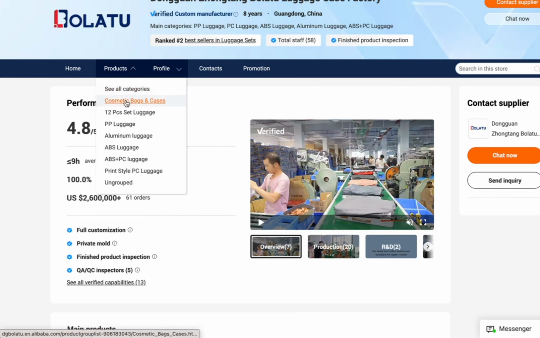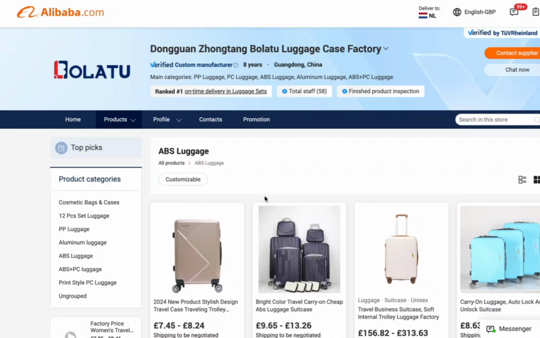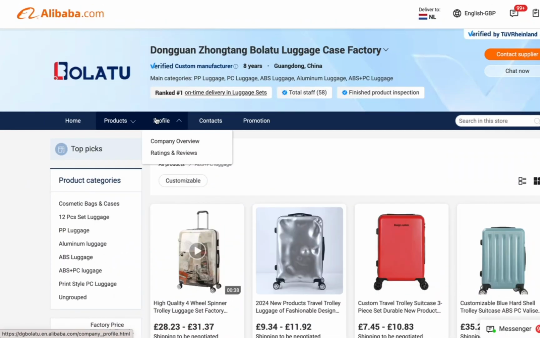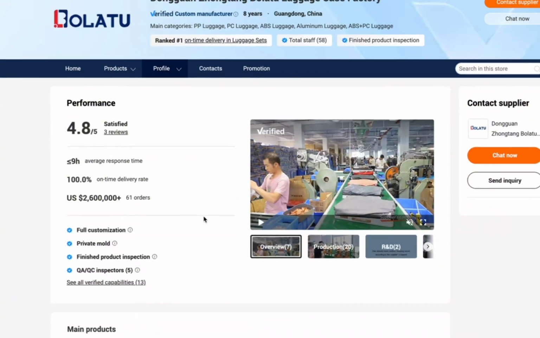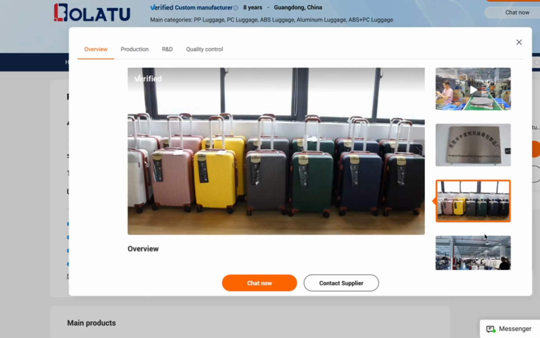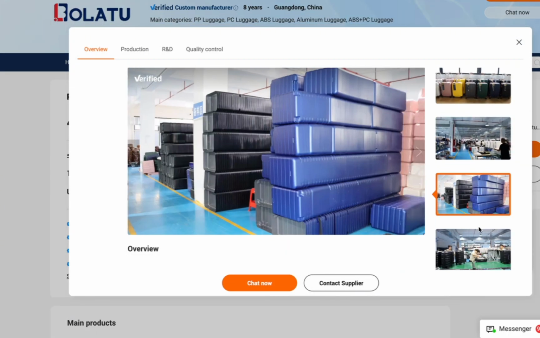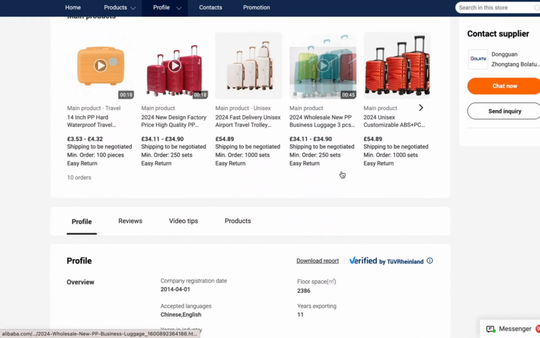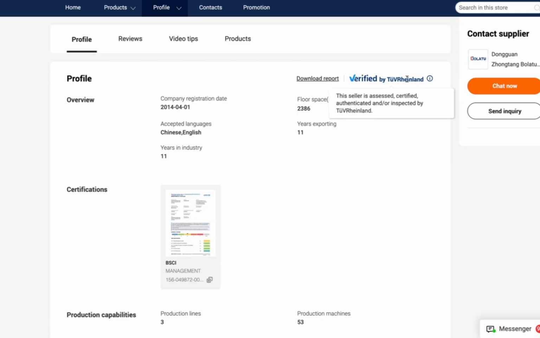Straight away, we are checking their product catalog. I see that they offer exactly what we are looking for. Moving on to their company profile, we take a quick look at the photos and videos of their production facilities and warehouse. It looks quite impressive actually. We notice that this company has been audited by TÜV. They have been in business for over 11 years and have 5 employees in their QA/QC department.